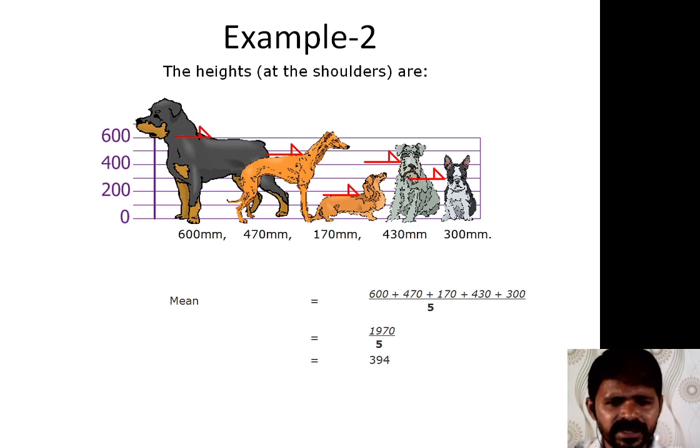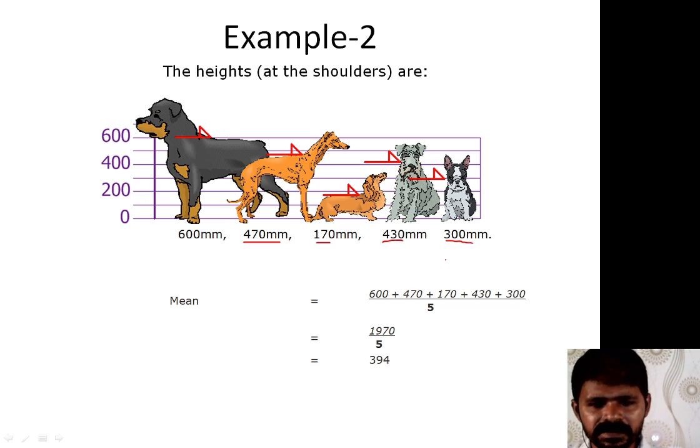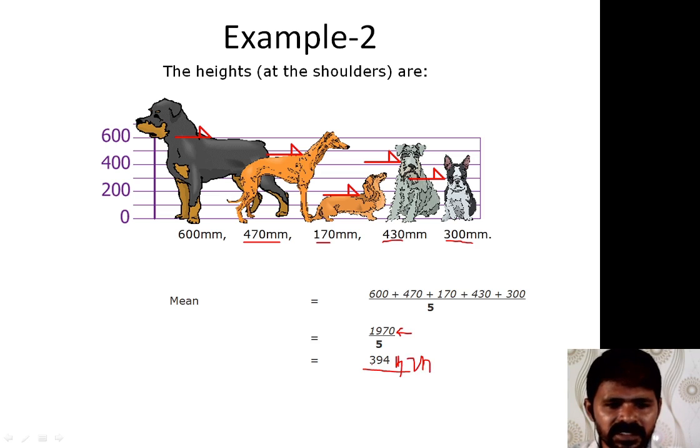So here those 5 varieties of dogs' heights are measured, up to shoulder level, at 600 millimeters, 470 millimeters, 170 millimeters, 430 millimeters, and 300 millimeters. For calculating the variance, we have to find out the mean first. So we add all the 5 dogs' heights, which total 1970. Dividing by 5, we get 394 millimeters. The average height of the dogs is 394 millimeters.